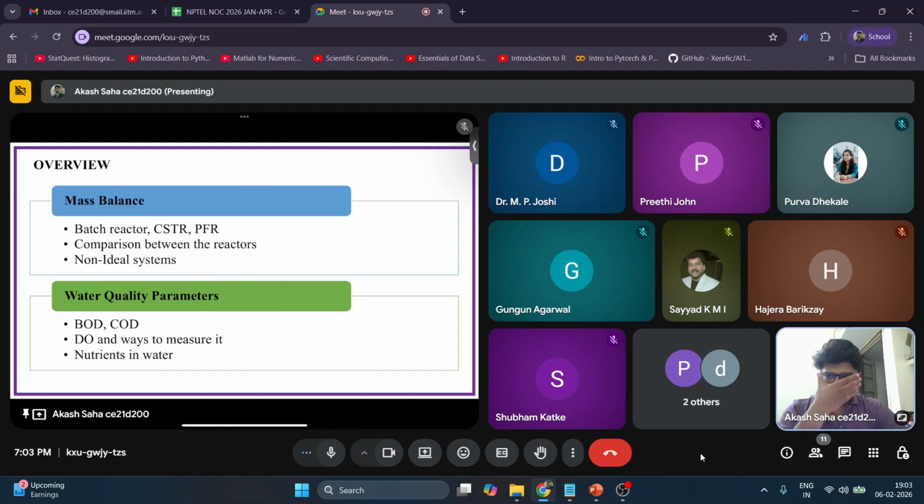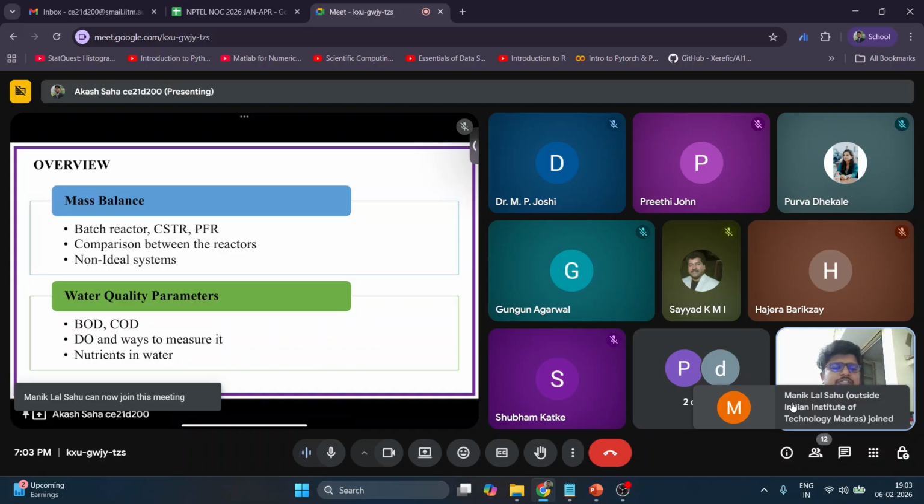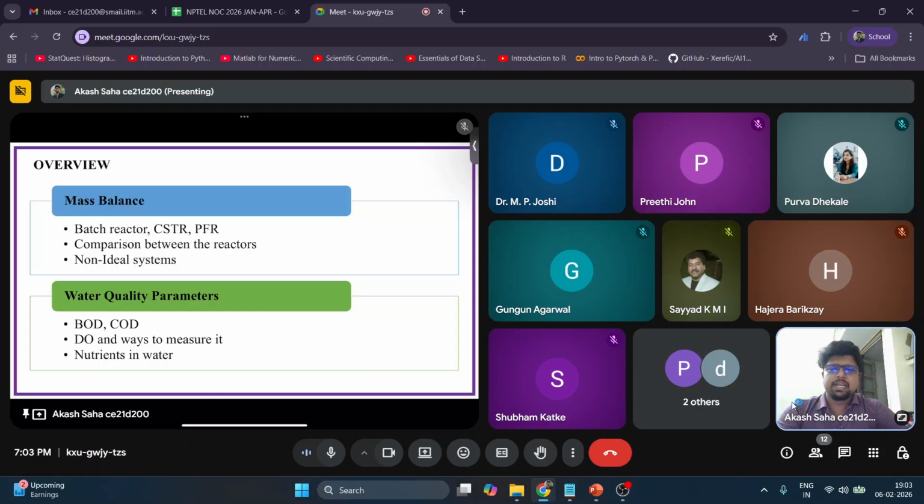Okay, so coming to the week 2 lecture. Last week we discussed various types of reactors. Today we are going to dig deeper into that, and look into the mass balance of various types of reactors like the batch reactor, CSTR, PFR. I just gave a brief introduction, but you might have gone through the lectures this week. So this week was all about these reactors. And the water quality parameters are also discussed in this week's lecture.